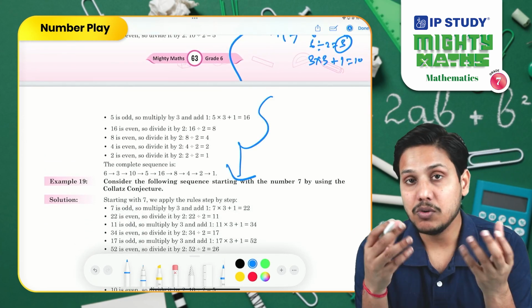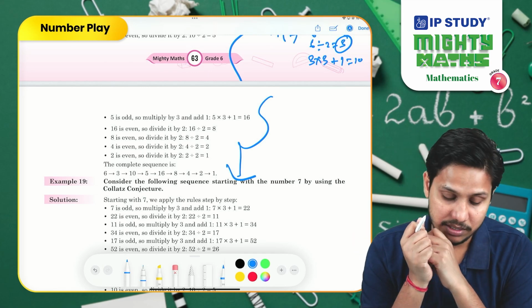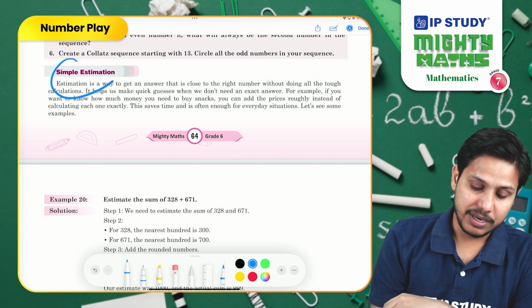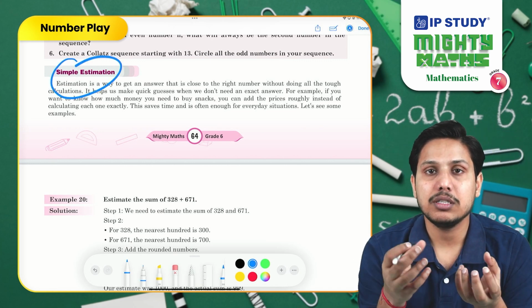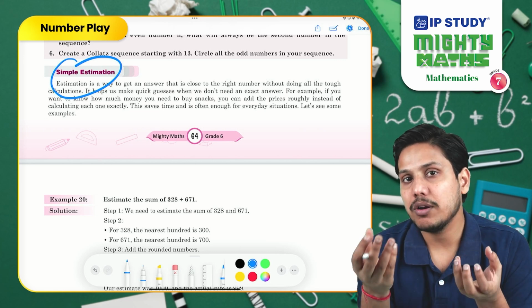Yes. So this is quite a fascinating hidden mystery of numbers. Yes students. Now, next topic is simple estimation. Students, sometimes instead of finding out the exact value, we need an estimation of quantity or money.